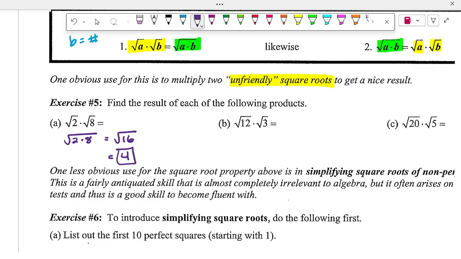So what about this next one? Square root of 12 times 3, which is what? Not just 36, the square root of 36. All right, 36 and the square root of 36 are two very different things. What's the square root of 36?